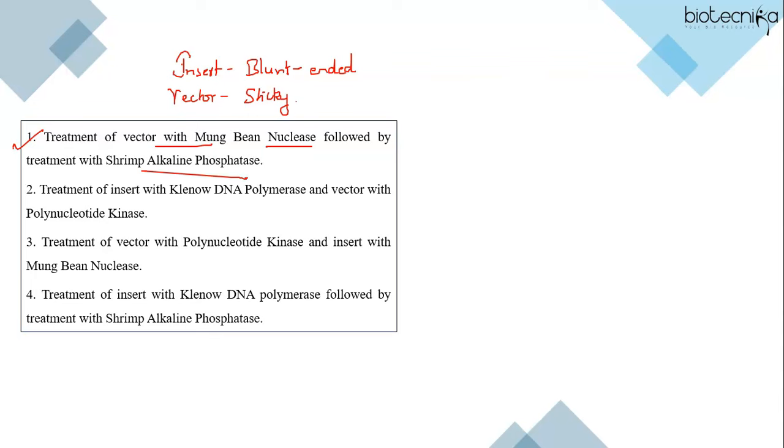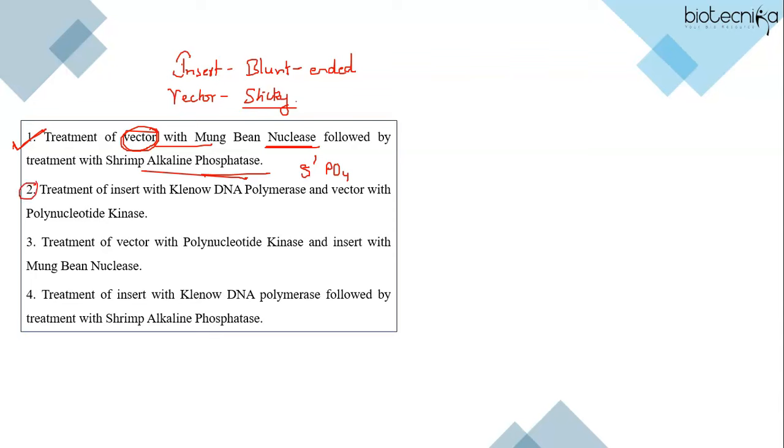So yes, this can be the answer because the vector is digested with EcoR1, so definitely there will be overhangs. Overhangs in the vector after EcoR1 digestion can be removed by nuclease. And the phosphatase role is that it removes the 5' phosphate to prevent the religation of the vector ends. So yes, this enzymatic treatment can be done. Let's have a look at other options.